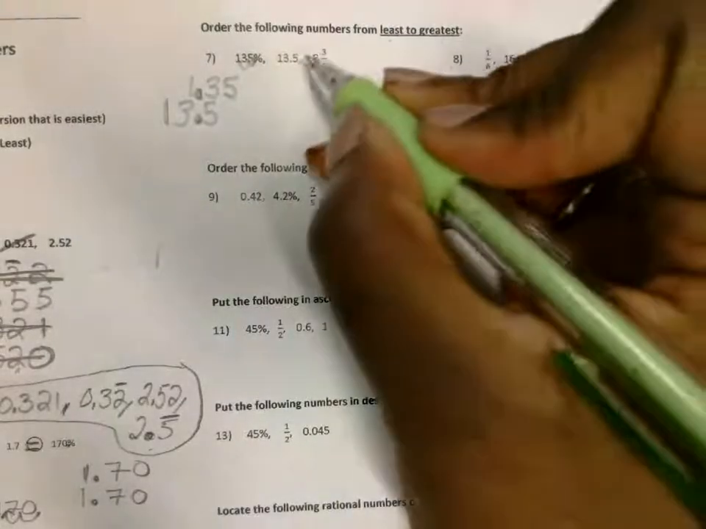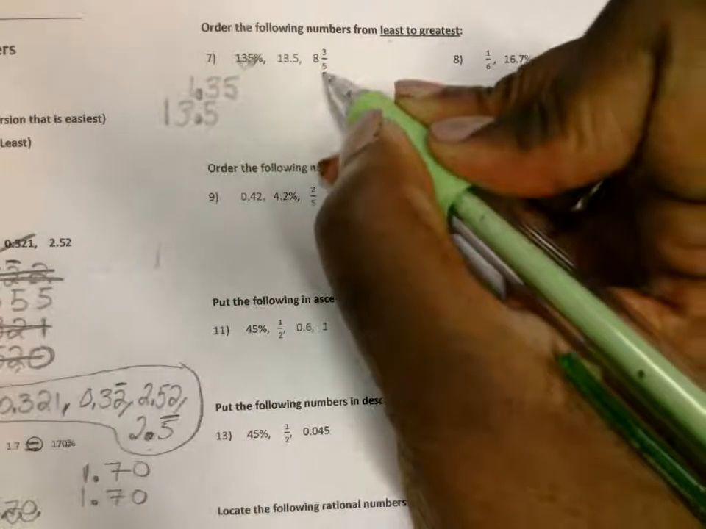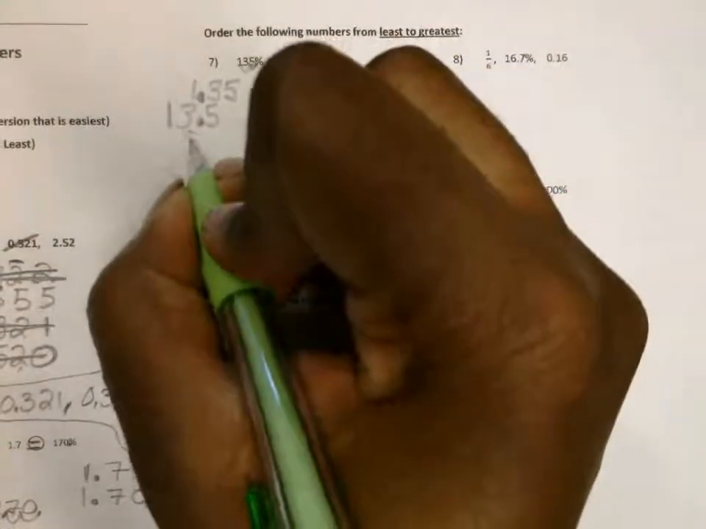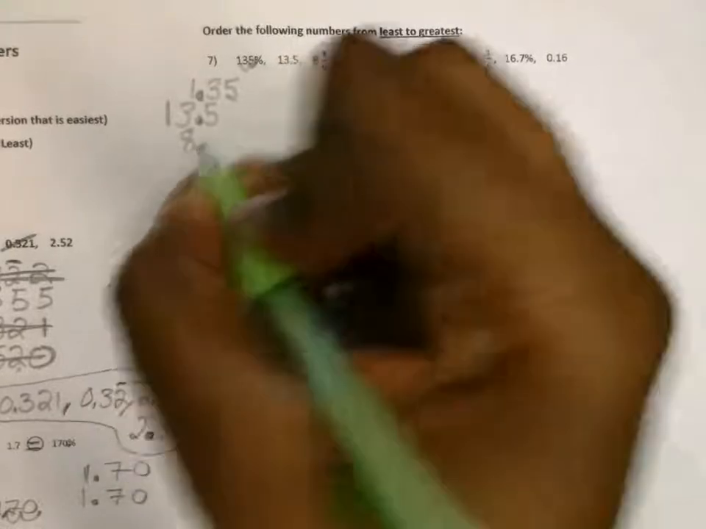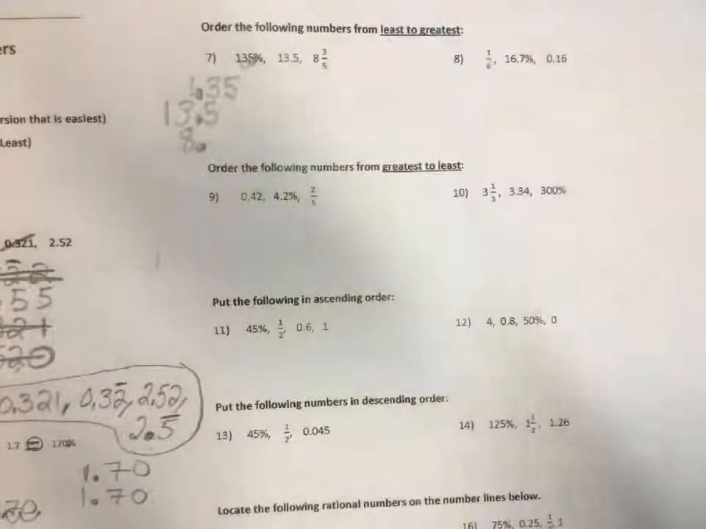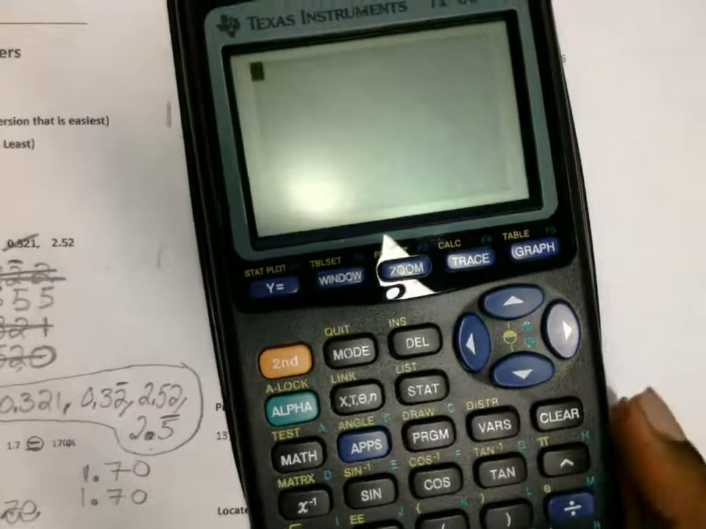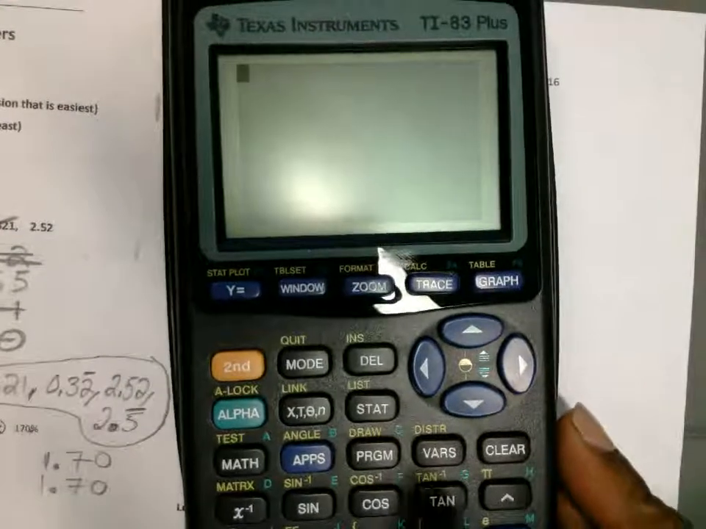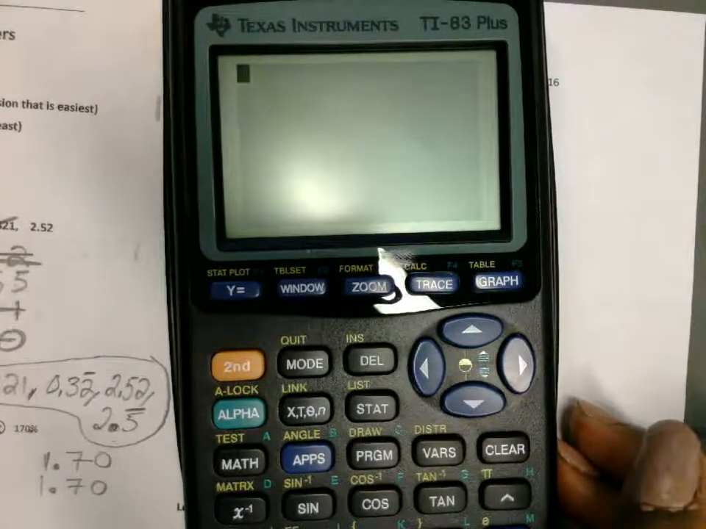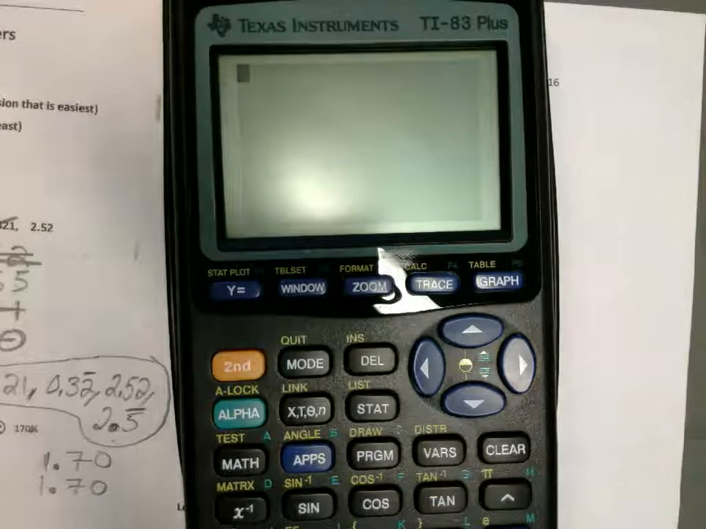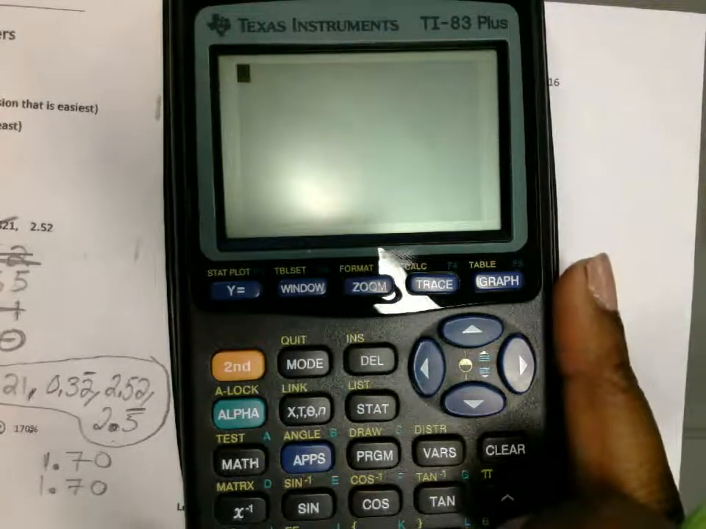Mixed number, 8 and 3/5. The whole number is 8, so put that here. Decimal. We got to convert 3/5 to a decimal, so we divide. Let's type this fraction in. Any idea as to how to type a fraction in the calculator? How do we type a fraction in the calculator? Come on, Isaac. Did you write it down? Okay, good deal. The divide symbol.